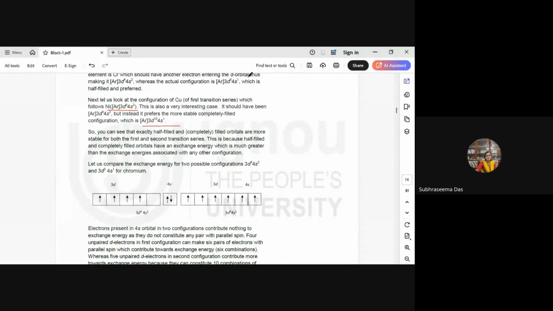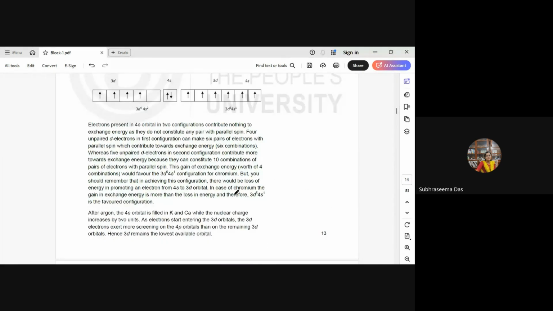Because we know that a completely filled d orbital is more stable. Either a half-filled or completely filled d orbital is more stable, and that is why, instead of 3d9 4s2, copper comes as 3d10 4s1. So this is how the exchange energy, pairing energy, and other radial distribution function effects work out.